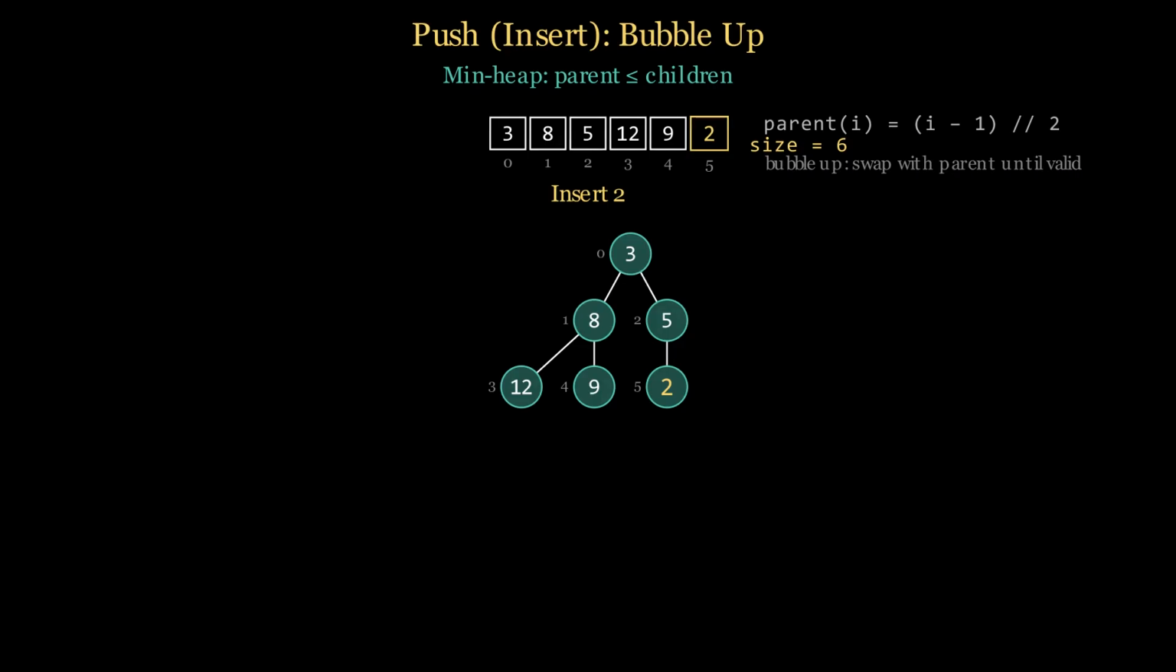We add the new element at the end of the array. Then we bubble up. If it's smaller than its parent, we swap. To push, we add at the end and repeatedly swap with the parent until the heap property is restored.